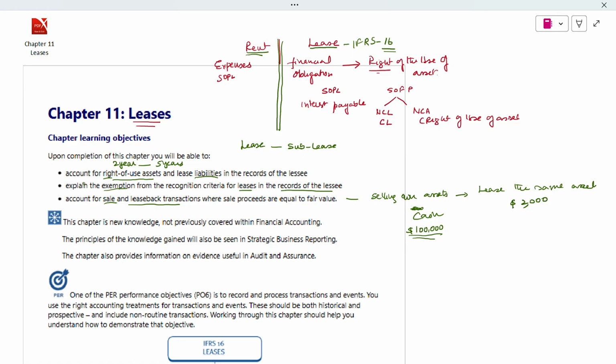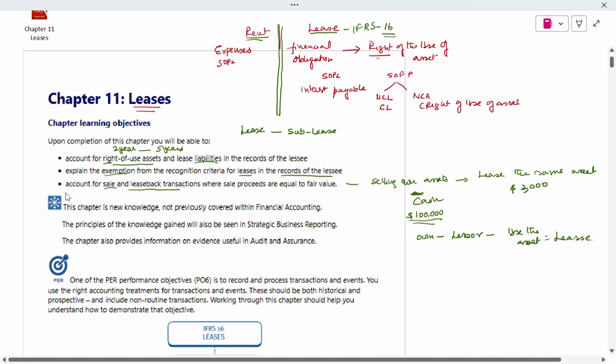The person who owns the asset is called a lessor, and the person who is going to use the asset is the lessee. Lessor and lessee.